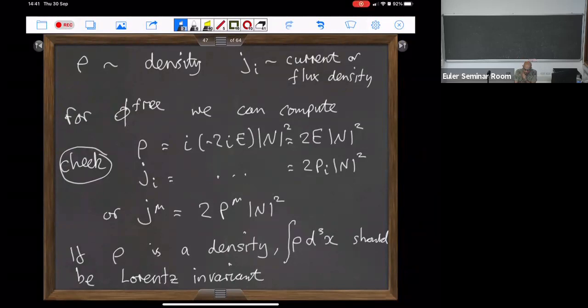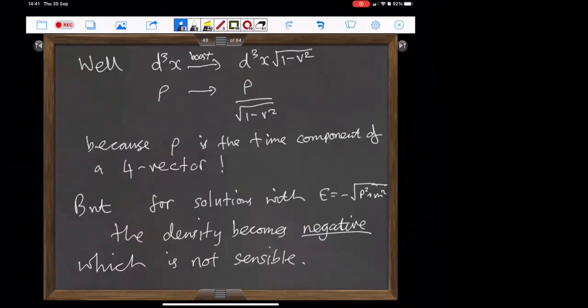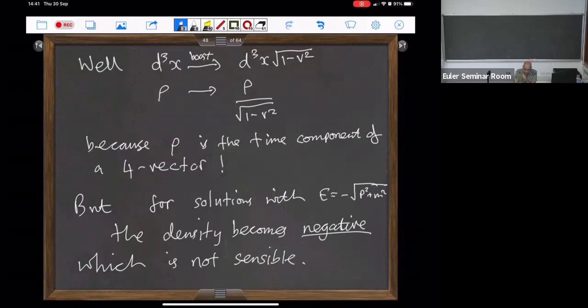And that is in fact true, so that fits with this interpretation that we want to give it. Because a volume, if you remember when we talked about length contractions under boosts, the same is true of any volume. A volume will undergo a length contraction under a boost. But the combination of rho and d3x is invariant because rho is the time component of a 4 vector. So that's nice.